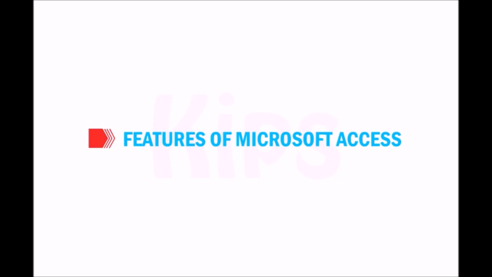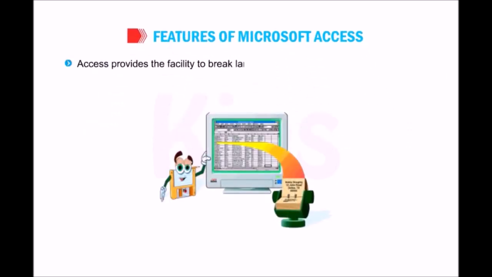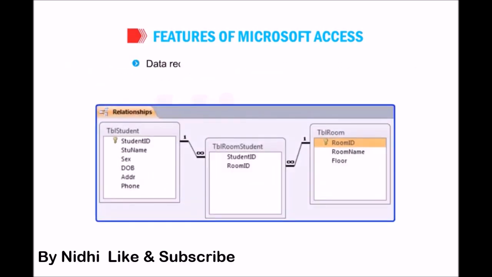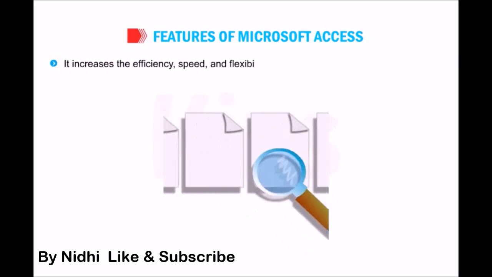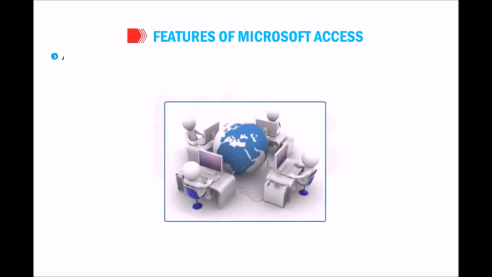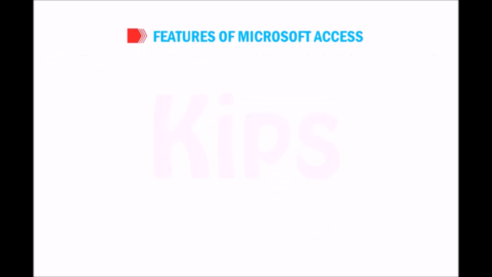Let's understand the features of MS Access. Access provides a facility to break large information into small parts so that it is easy to access the information. Data redundancy, duplication of data, is reduced. It increases the efficiency, speed and flexibility in searching and accessing information. Access facilitates sharing of data. Different users can use the same database to extract data according to their needs.